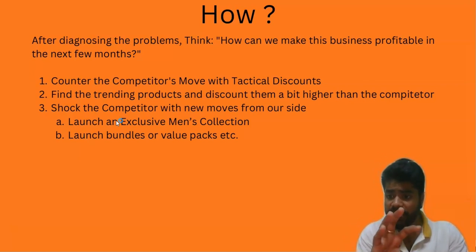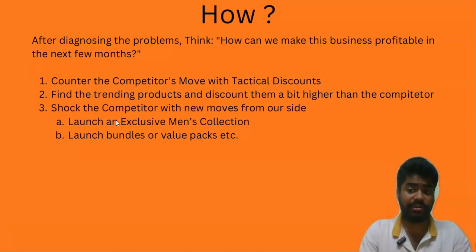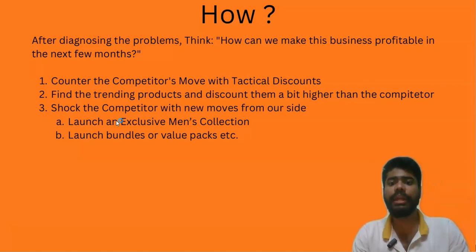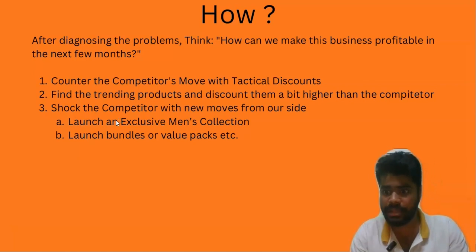I'll first look over the trends, how he is giving the discounts. On formal wear, he is giving 20%. On funky dresses, he is giving a 45% discount. So in that way, I'll mold my discounts also, right? I'll tell this point. And next thing, find the trending products and discount them a bit higher than the competitor.